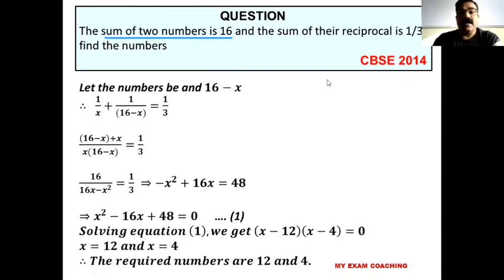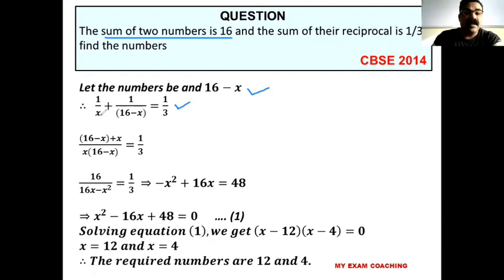Let the first number be x. So if the first number is x, the second number will be 16 minus x. The sum of the reciprocals is 1 by 3. Reciprocal means, for the first number x, the reciprocal is 1 by x. For the second number, 16 minus x, the reciprocal will be 1 by 16 minus x. Their sum is 1 by 3. That is what is given in the question. So 1 by x plus 1 by 16 minus x is equal to 1 by 3.